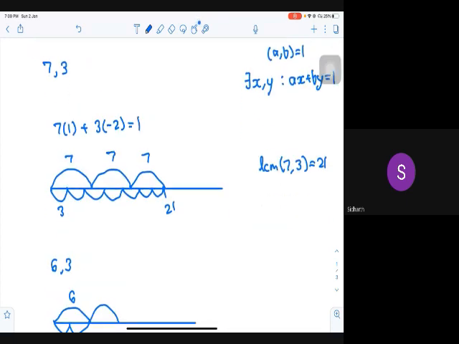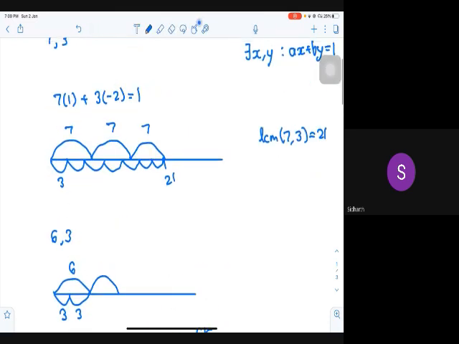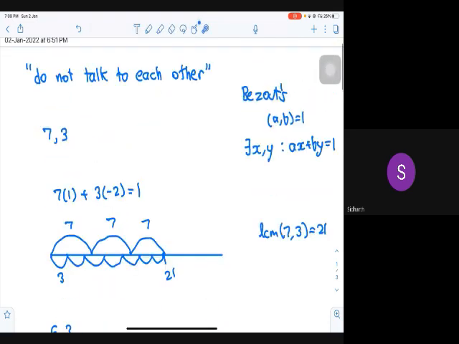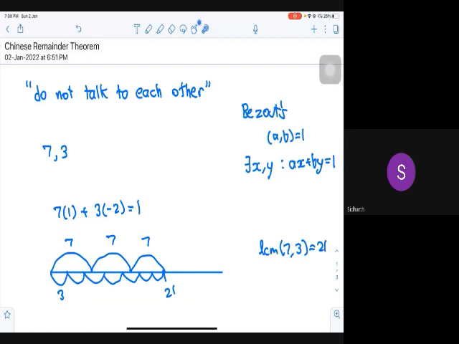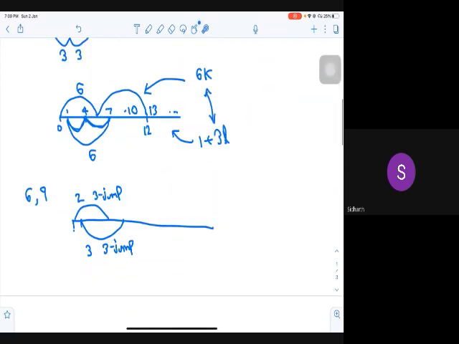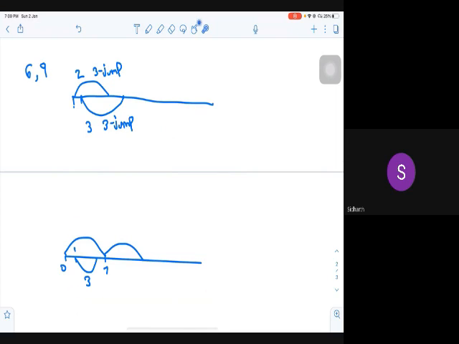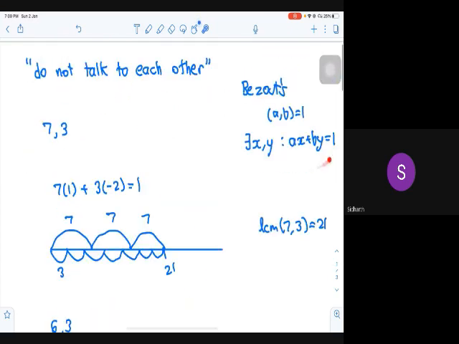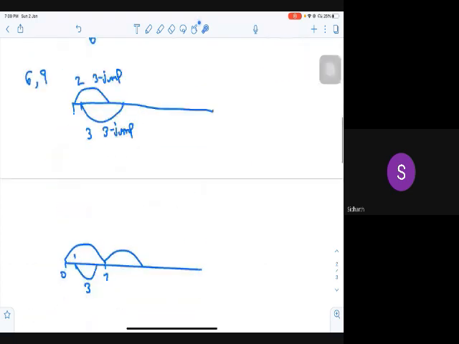So you kind of get a feel for it after you're used to it, but this is the idea basically. Once you start thinking of things like they do not talk to each other, you would realize that what I'm saying is both the Chinese remainder theorem and also the Bezout theorem, because they both say the same thing. So you could use one to prove the other for this case.